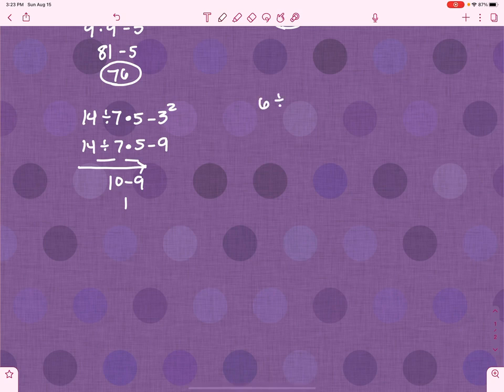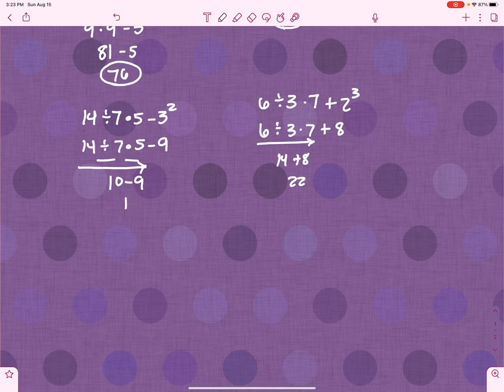Let's say I've got 6 divided by 3 times 7 plus 2 cubed. So I'm going to take care of my exponent. 2 times 2 times 2 is 8. And then I've got division and multiplication, so I'm going to do all of that left to right. 6 divided by 3 is 2. 2 times 7 is 14. 14 plus 8 is 22.